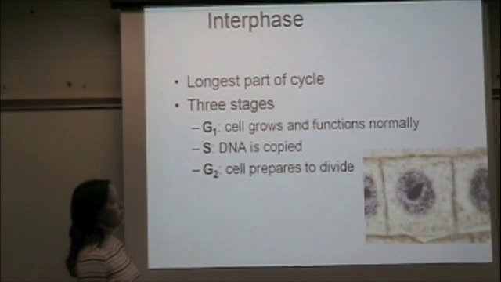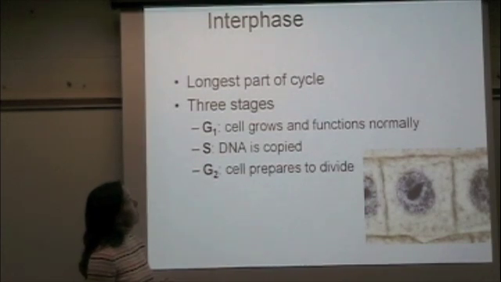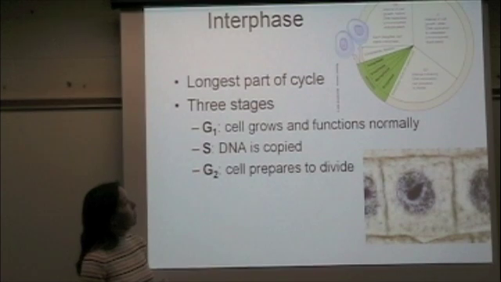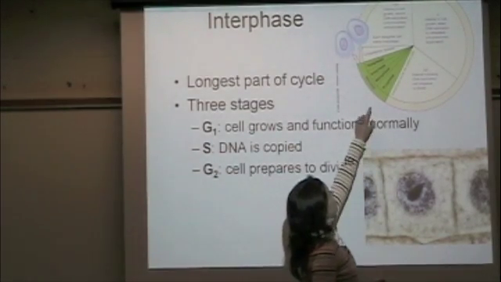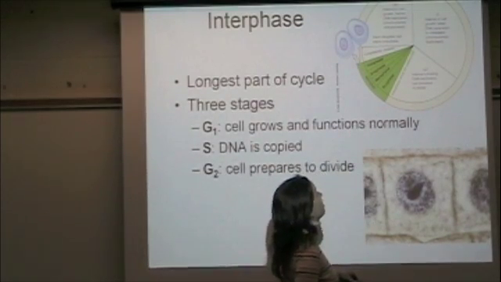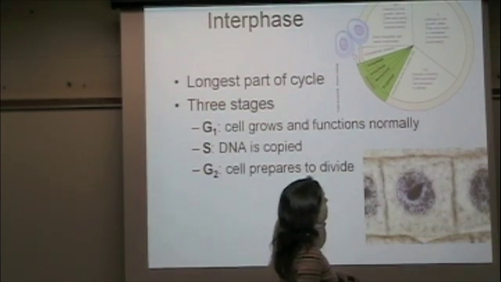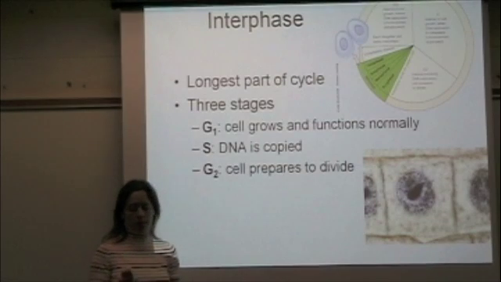S phase is followed by G2. During G2, the cell is preparing for division. So for example, it's making some extra proteins that are going to attach to the chromosomes and move them around the cell during mitosis. Okay, here's a picture at the top that sort of shows you a timeline of the whole process. So you can see mitosis is a very short portion of the entire cell cycle. Then G1, S, and G2 take up most of the cell cycle with interphase.